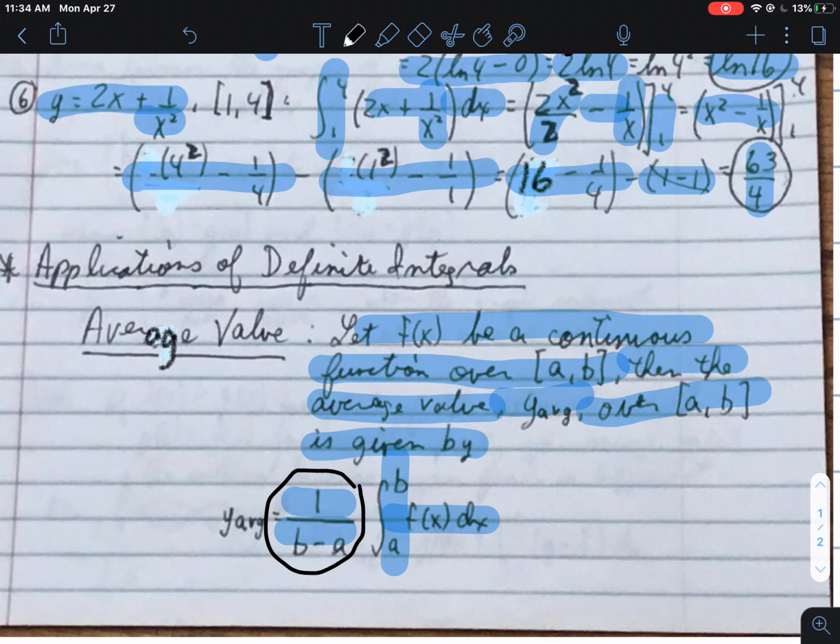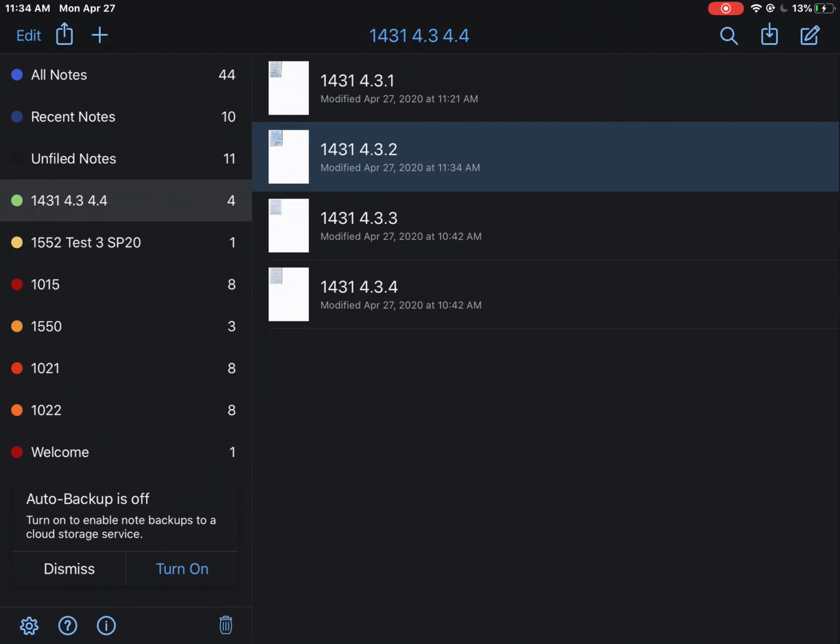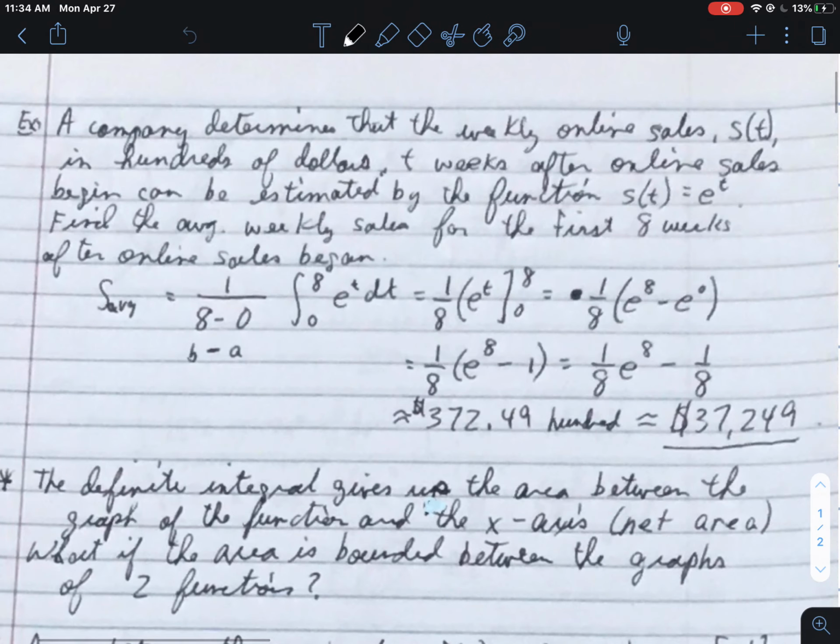And again, I'll spare you the song and dance as far as where that formula comes from or why it works the way that it does. We're just going to put it into practice. That's all we need it for.